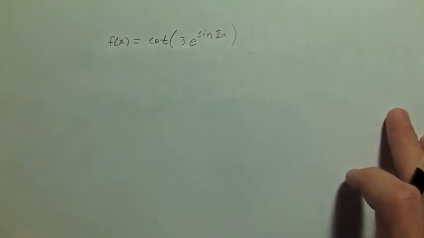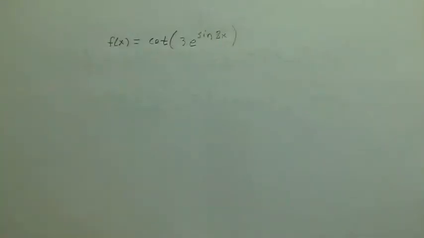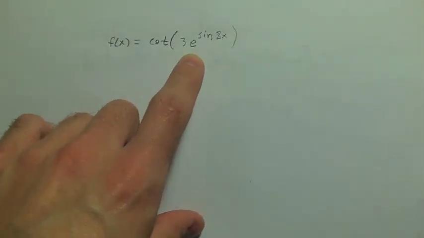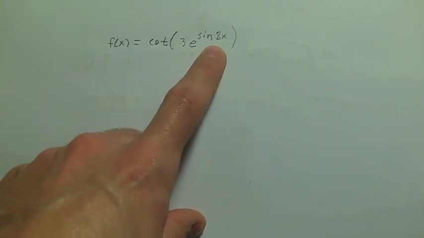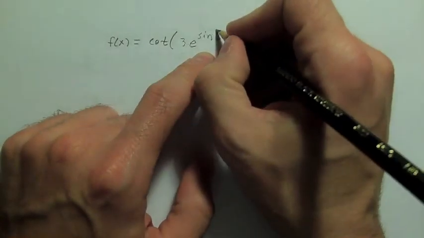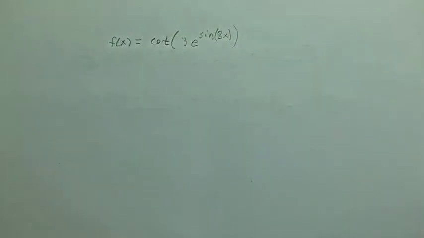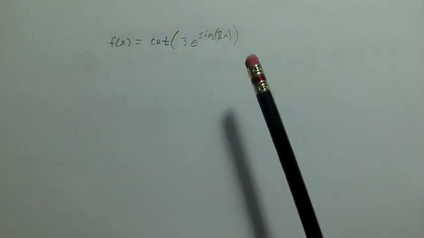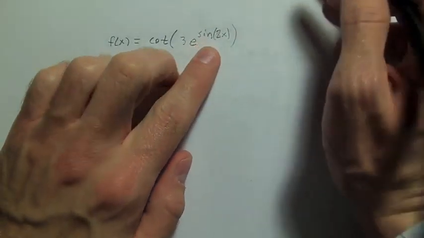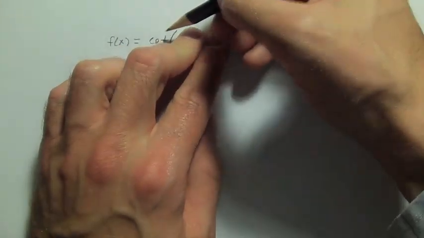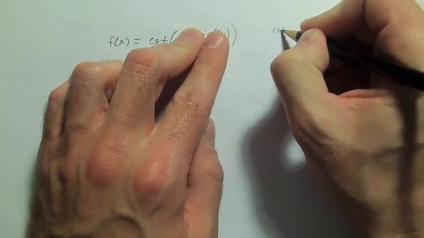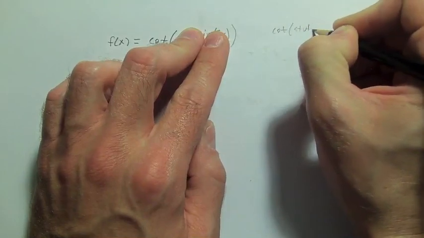Okay, next example here. F of x is equal to cotangent of 3 times e to the sine of 2x. It's kind of difficult to see there, probably. Sine of 2x. So this is going to be another chain rule within a chain rule, but no worries, right? All we're going to do is start with the fact that this is cotangent of stuff, right? So that's what we'll deal with.